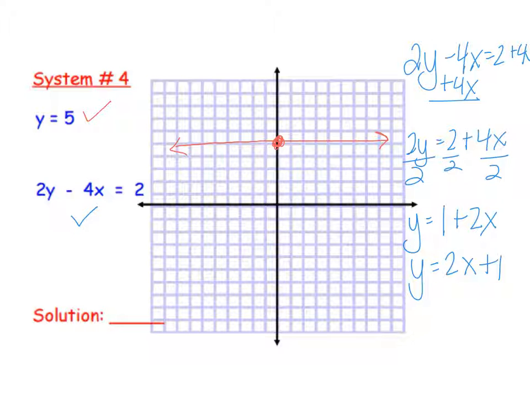So let's graph that. We have a starting point at 1 and a slope of 2 over 1. We go up 2 over 1. Up 2 over 1. Notice that the blue line is going to cross over the red right here. So remember, let's give our solution as an ordered pair. We go over to 2 on the x-axis and up 5 on the y. So these two lines cross one another at 2, 5.